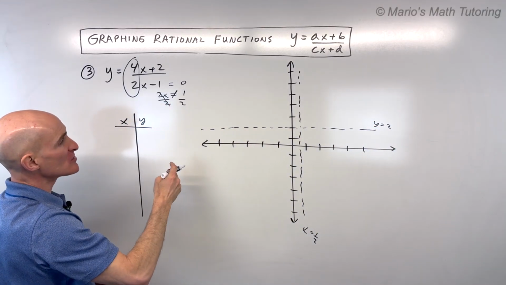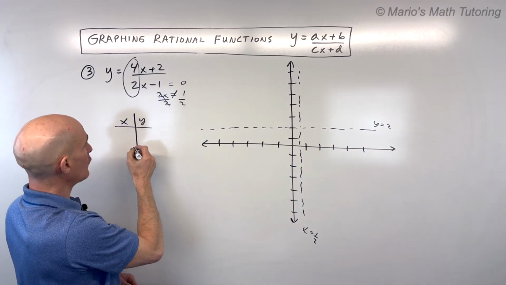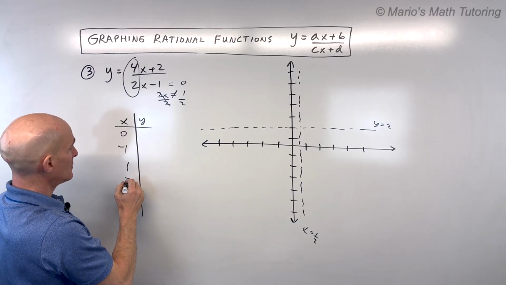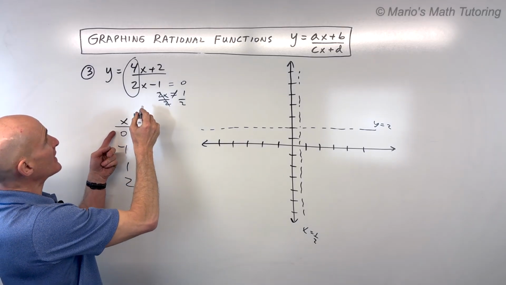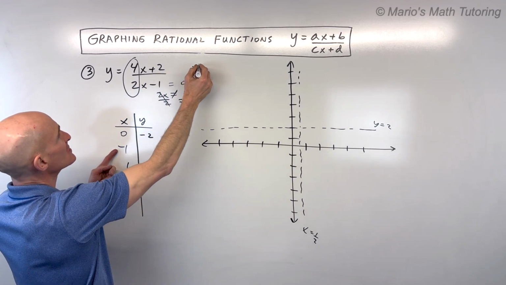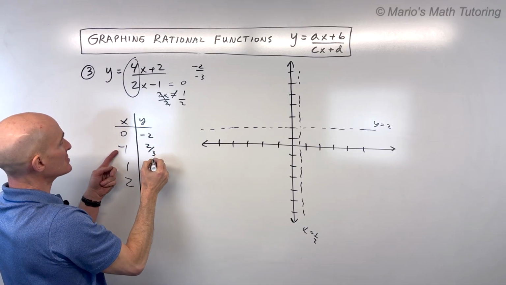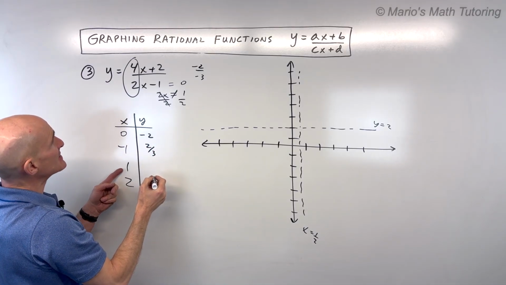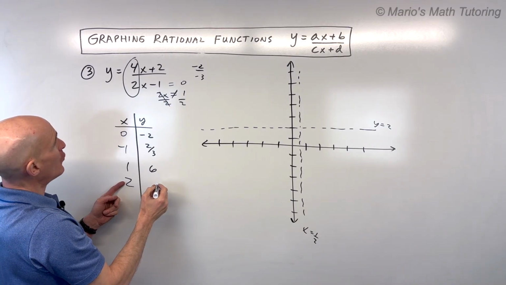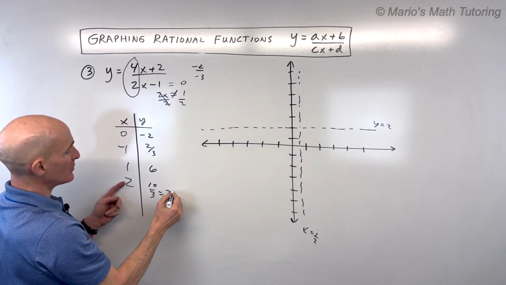And then now what I'm going to do is I'm going to pick some values on either side of the vertical asymptote. So I might pick 0 and -1, and maybe 1 and 2. Okay, so I put 0 in, I get -2. If I put -1 in, I get -4 plus 2 is -2 over -3, so that's 2/3. If I put 1 in, I get 6 over 1, which is 6. If I put 2 in, I get 10 over 3, which is 10/3 or 3 1/3.